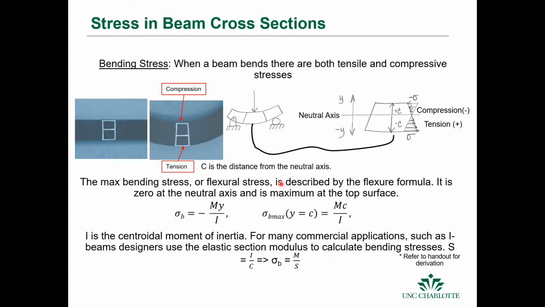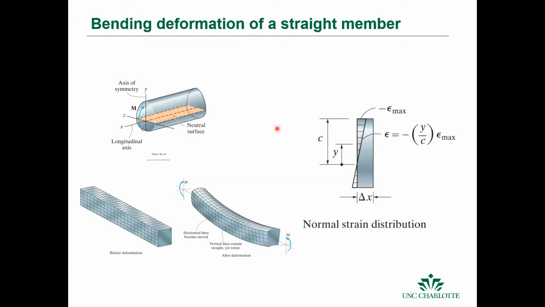Okay. This is the flexure formula here. That's the normal stress on a cross section due to applied moment. And the sign convention is if you have a smile, or you can hold water on the top of the beam, then that's positive. Negative is a frown, or if water rolls off the beam.